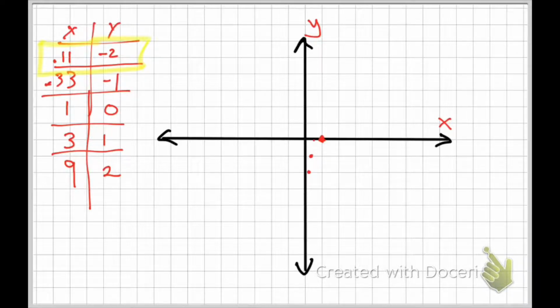And then I get 3, 1, and then 9, 2, right there. So that is my function, right there. So that is y equals log base 3 of x.